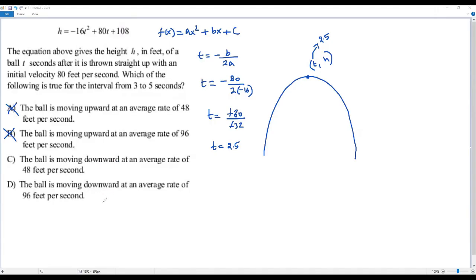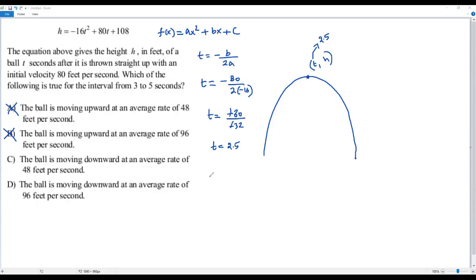We also have different speeds in answer choices C and D. In answer choice C, the ball is moving downward with a speed of 48 feet per second. In D, the ball is moving downward with a speed of 96 feet per second. So here it's very clear that in this time interval the ball is moving downward. Now we have to find the speed of the ball in this time interval. How do we find it? For that, we have to find the average rate of change of the function h in the time interval 3 to 5 seconds. There is a formula for that.